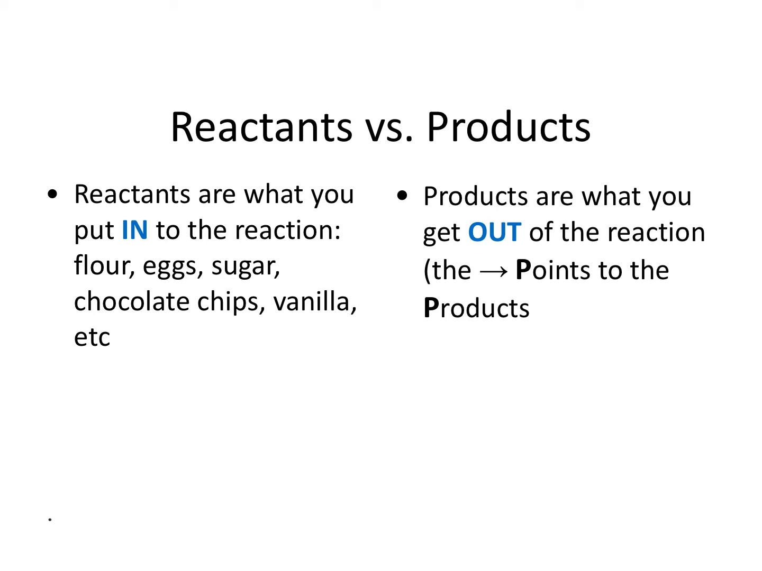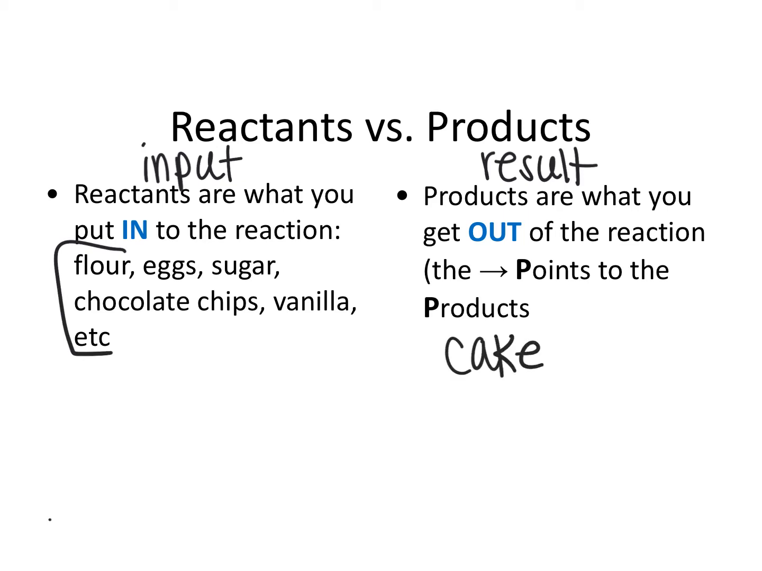Reactants are what you put into the reaction, and products are what you get out of the reaction. So this is like the input, and this is like the result. So the reactants in the real world would be something like flour, eggs, sugar, and these ingredients here. And a product would be like a cake.